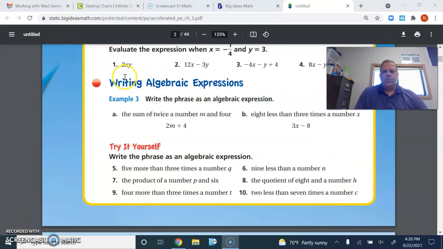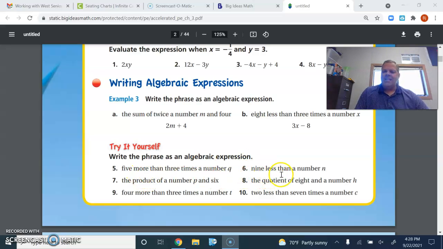The second thing that we will be doing is writing algebraic expressions. You can see here, this is the sum, which we know to be an addition answer, of twice a number m and 4. So the sum is right here, this plus, twice a number m, 2m, and 4. We're going to add those together. So this is the expression for that. Number 2, 8 less than a number 3 times a number x. So we've got 8 less, which is minus 8, and the number 3 times x is 3x. So we got 3x minus 8. In this one right here, we got 5 more than 3 times q. So we're going to say 3q plus 5.